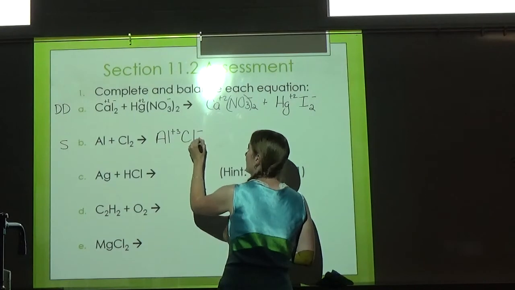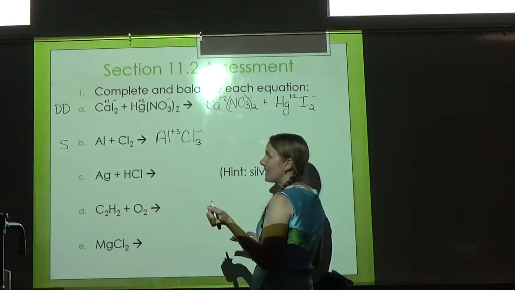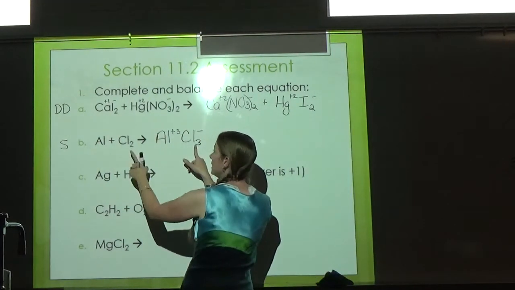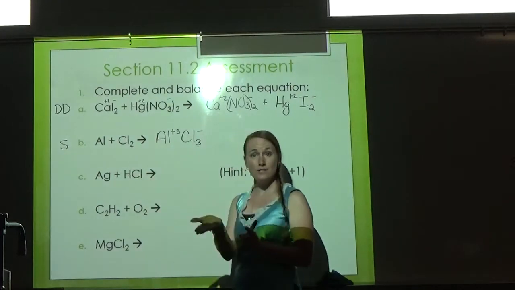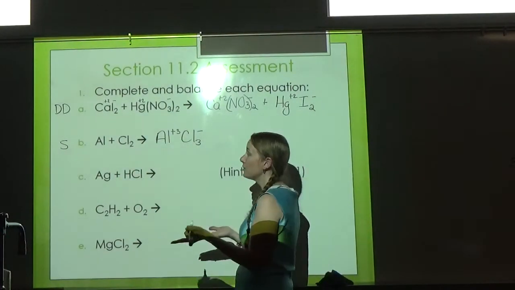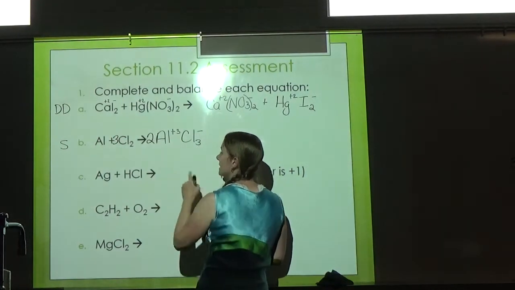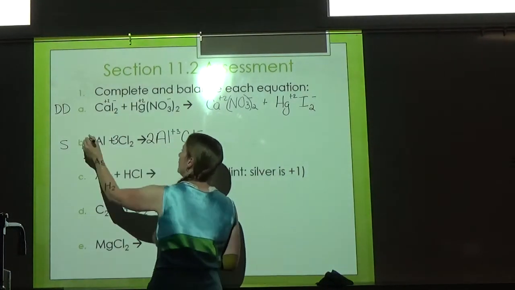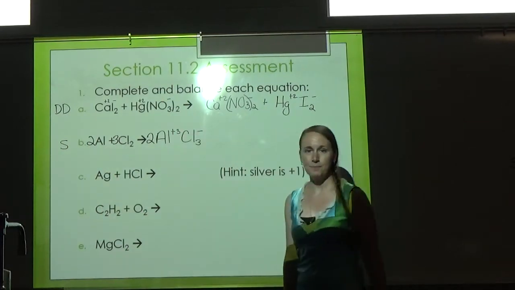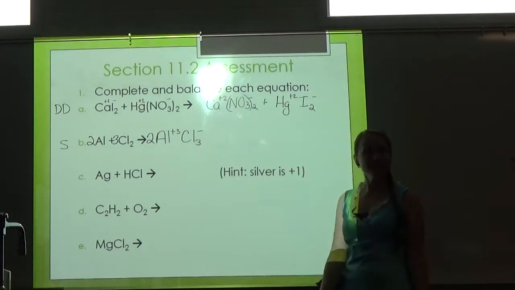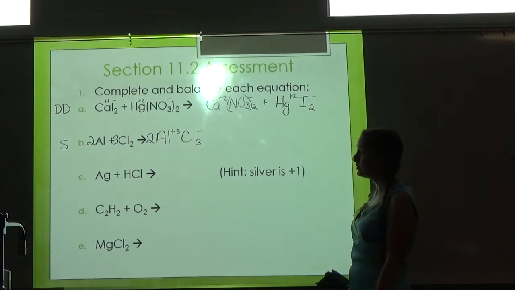So I cross my 3 down, and then last I need to balance it. So I have 3 Cl's and 2 Cl's. So remember, I told you the easiest way to fix a 2 and a 3 is make them both 6. So 2 times 3 gives me 6. 3 times 2 gives me 6, but now I have 2 aluminums, so I would just put a 2 right there. Okay, you may want to pause the video and try some of these on your own though, instead of just watching me do all of them.